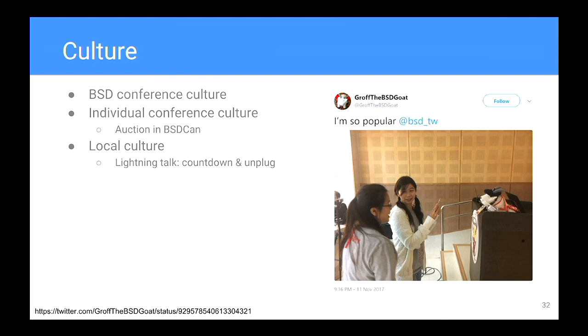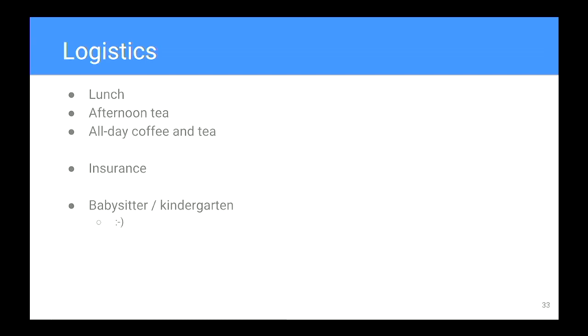You can think about some creative ideas, such as we have an auction at BSDCan, and in Taiwan we have lightning talks, and the lightning talk is time limited. If time's up, a person goes on the stage and unplugs your cable. So yeah, think about such creative things.